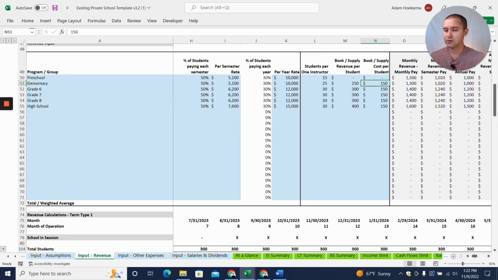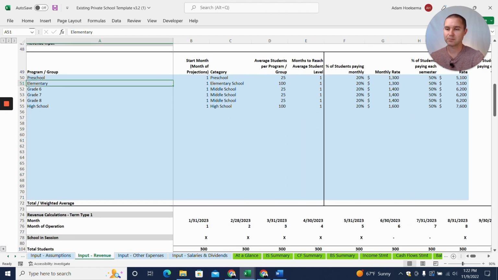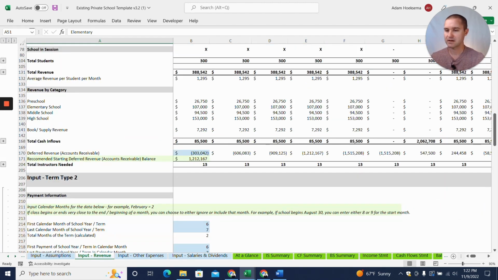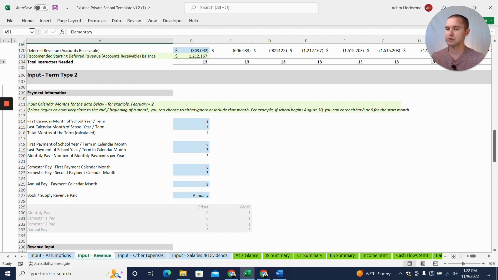Okay, so that's revenue. And now we have the ability to do this whole section again. And the way we do that here, we've got this input term type 2.